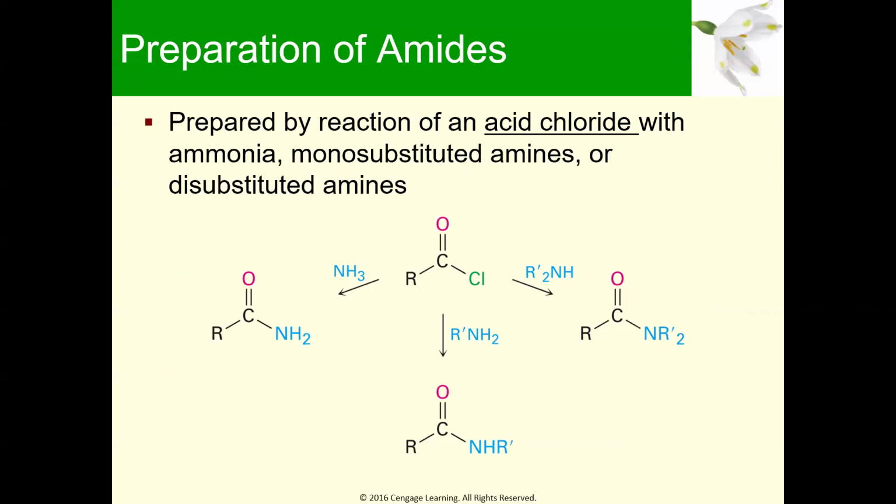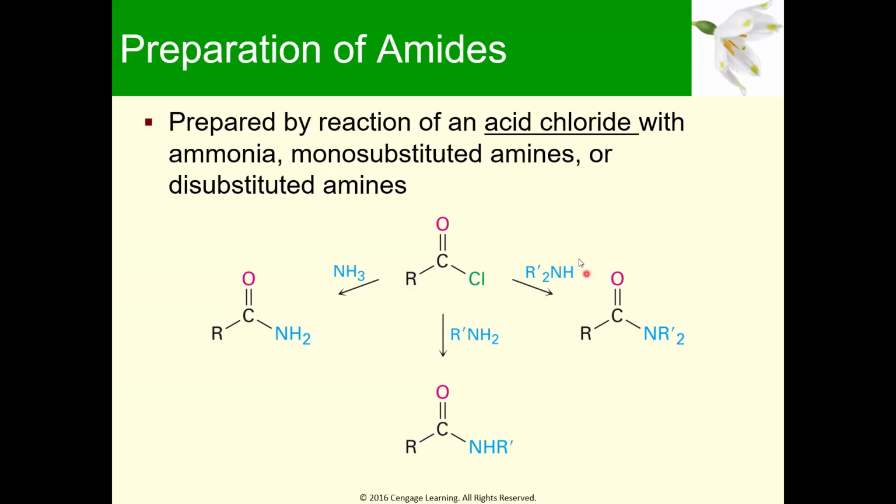And that will result in the different kinds of amides, whether you have just an unsubstituted amide, as you see there on the right, where both hydrogens are still on the nitrogen. Or if you start with a primary amine, you end up with what's called a secondary amide, because now the nitrogen has two non-hydrogen substituents on it, right? This would be a secondary amide.